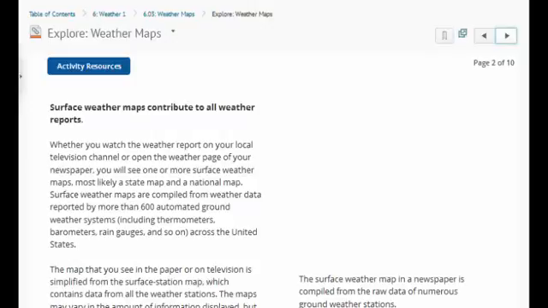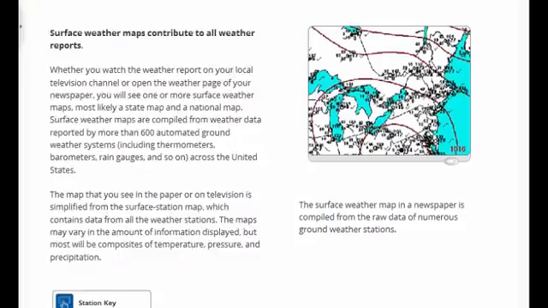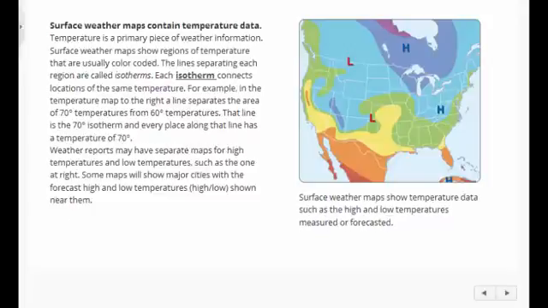Okay. So surface weather maps contribute to weather reports. If you're looking at a weather report on a television channel or in a newspaper, you'll probably see a surface weather map. It's compiled from many ground weather systems like thermometers, barometers, rain gauges, and more. And then there's a lot of things you can look at when you're looking at a surface weather map.